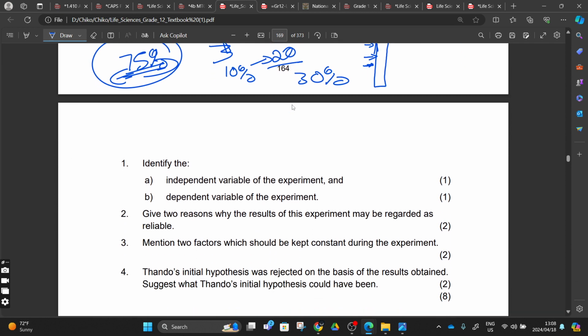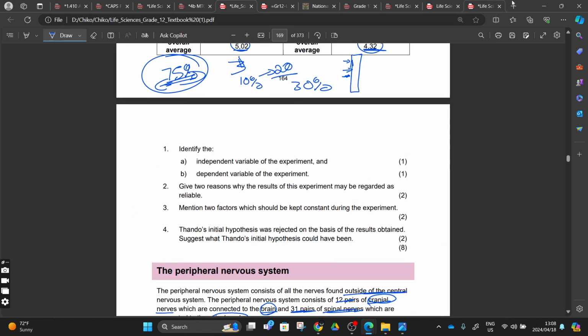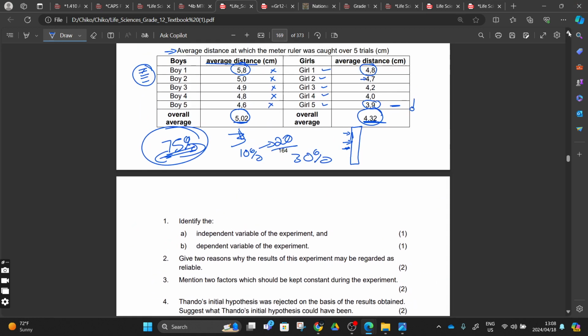Then number one, now we can remove this and shift the screen back so that we can see everything. Number one, identify the independent variable of the experiment. We know that in our experiment we have the independent variable and a dependent variable. Most students get confused here, even me. So how do we differentiate the independent and the dependent? Like the words say, the dependent is depending on something, the independent is not depending on something. For us to have this dependent, we were checking at an independent.